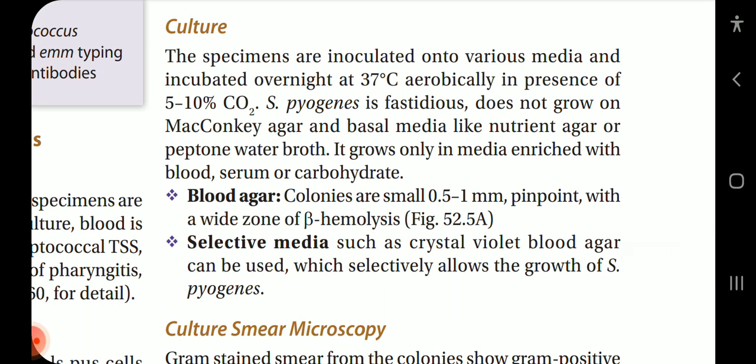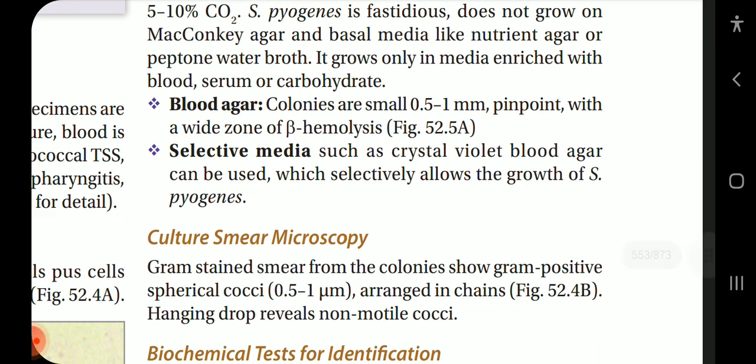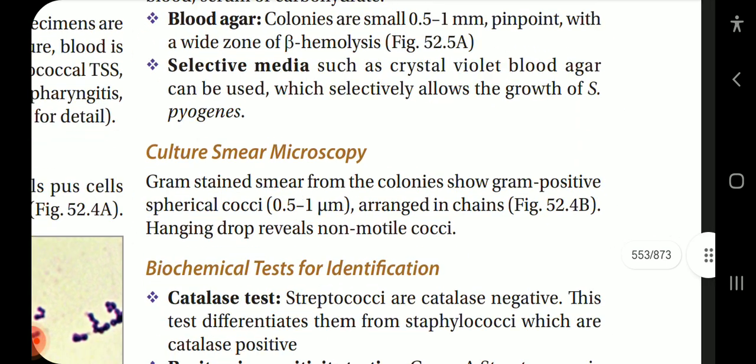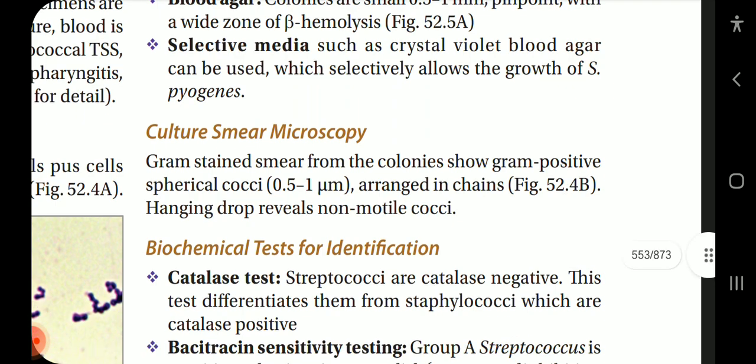Culture. The specimens are inoculated into various media and incubated overnight at 37 degrees Celsius aerobically in the presence of 5 to 10% CO2. Streptococcus pyogenes is fastidious, does not grow on MacConkey agar and basal media like nutrient agar or peptone water broth. It grows only in media enriched with blood, serum or carbohydrate. Blood agar: colonies are small, 0.5 to 1 mm, pinpoint with a wide zone of beta hemolysis. Selective media such as crystal violet blood agar can be used, which selectively allows the growth of Streptococcus pyogenes.